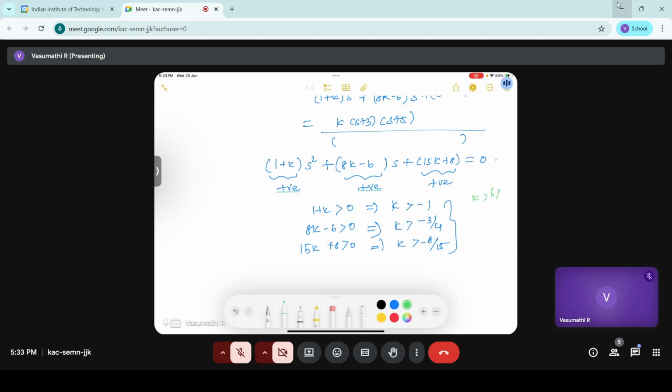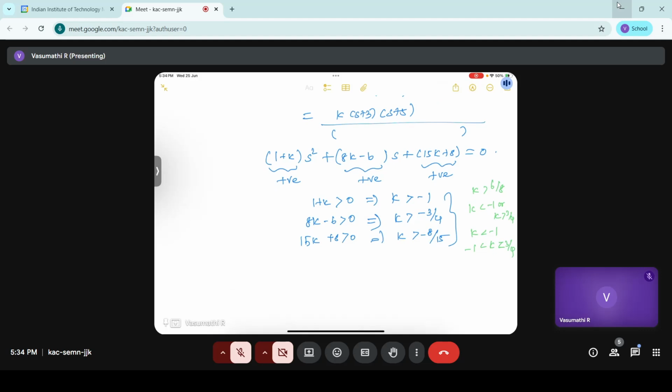Now the options are: k greater than 6 by 8, k less than or equal to 1, or k greater than 3 by 4; or k less than minus 1, or minus 1 less than k less than 3 by 4. What option could match better? These are all the options it should satisfy. Out of this, what could be the possible options?